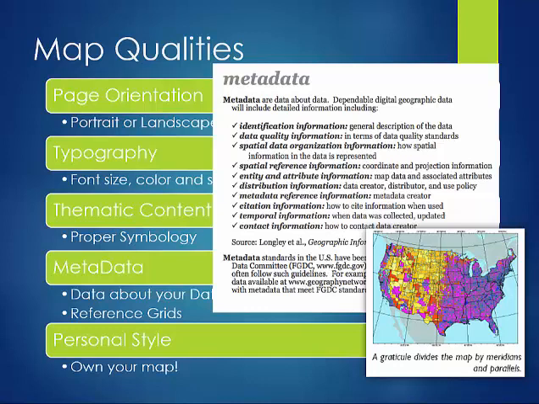Metadata tells us data about the data. Where it came from, its quality, how it was collected, spatial reference information, and additional descriptive information, including the latency or temporal nature of the data. While it may not be displayed on your printed map, it is critical to your map's success.